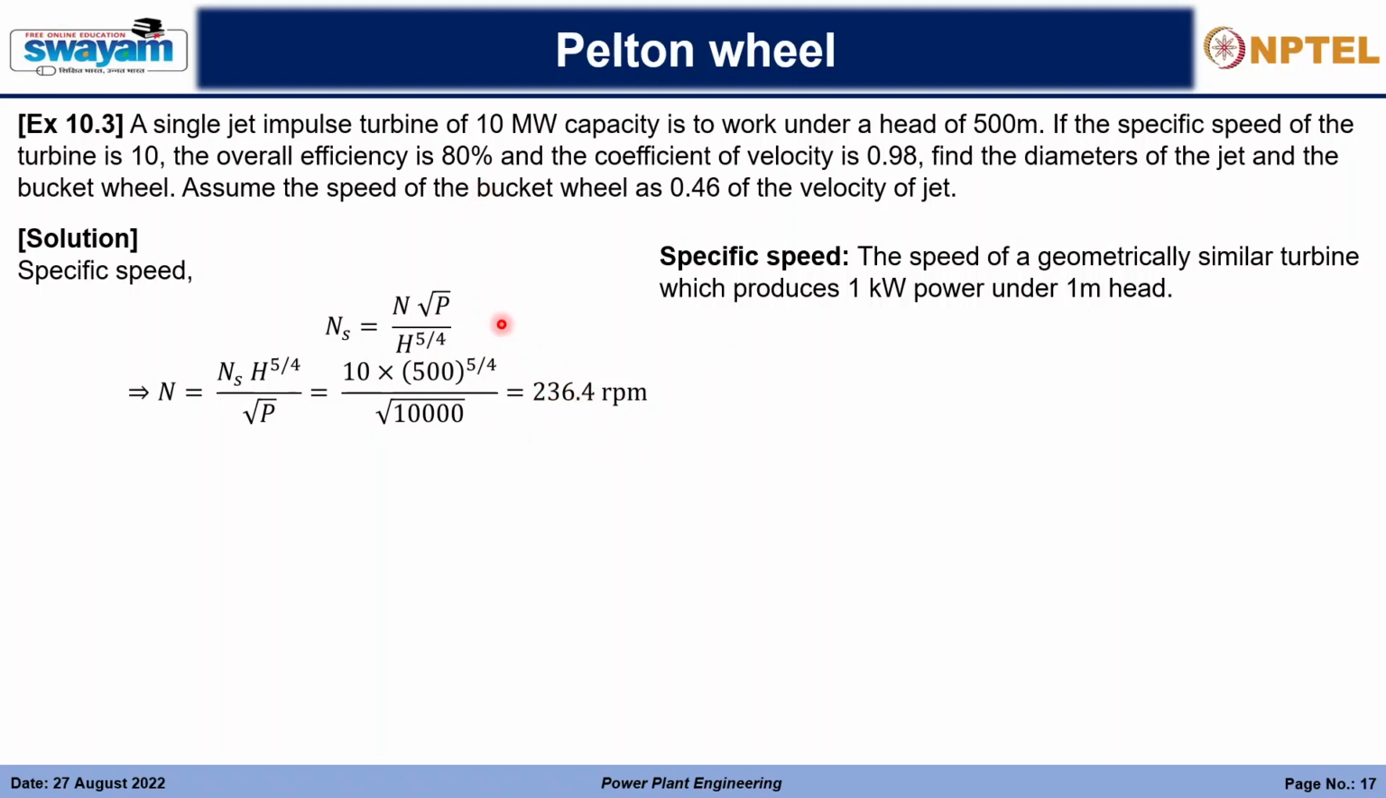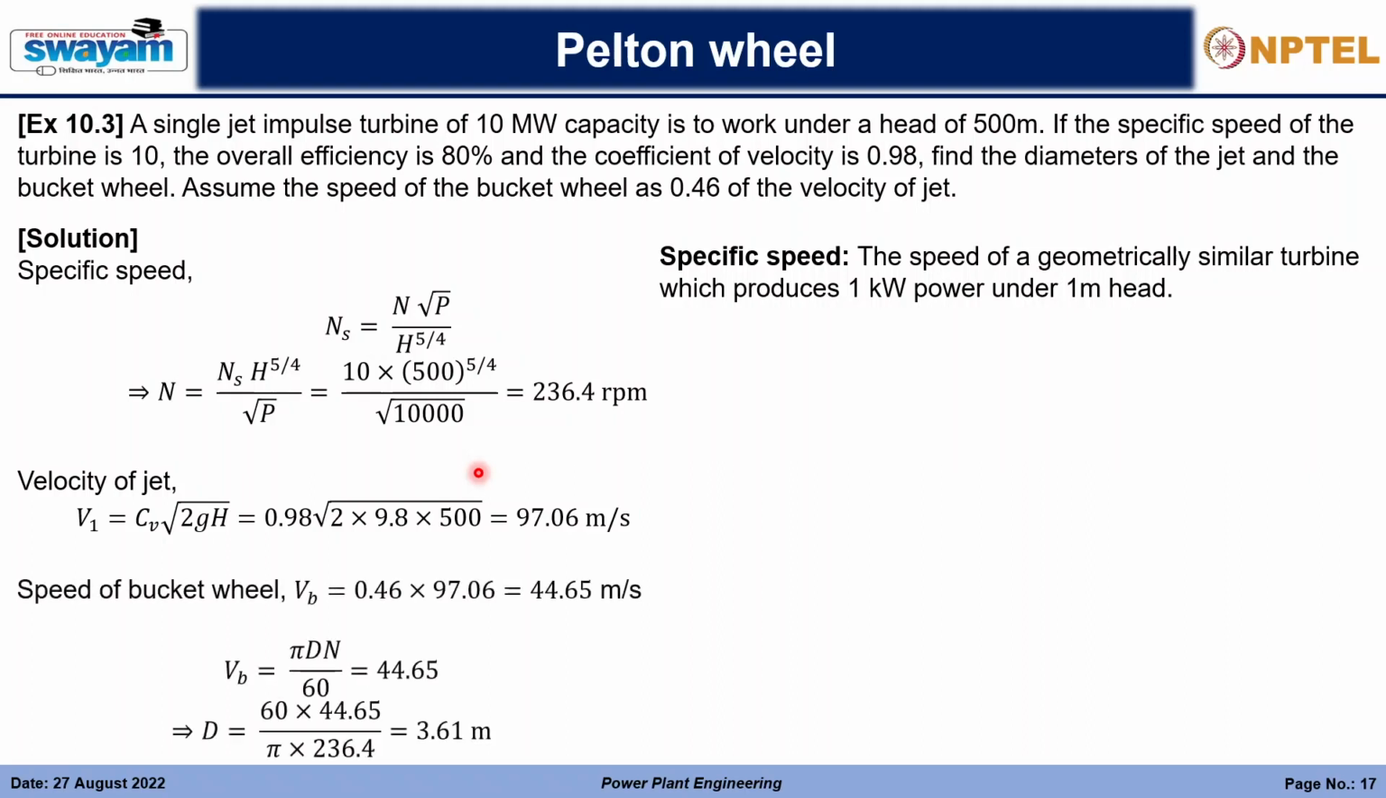Then we calculate the velocity of the jet, which is 97.06 meter per second, and we assume that the speed of the bucket wheel is 0.46 of the velocity of the jet. So we directly multiply 0.46 into 97.06, rather than multiplying 0.46 to this whole theoretical value. That gives us 44.65 meter per second. Then using this formula we will finally calculate the diameter of the Pelton wheel.